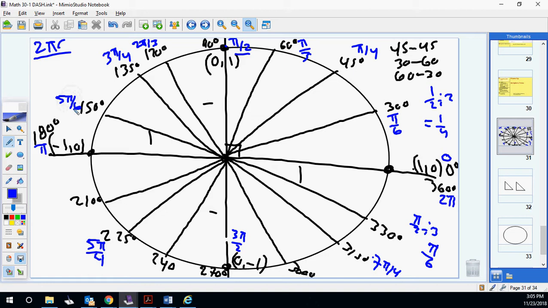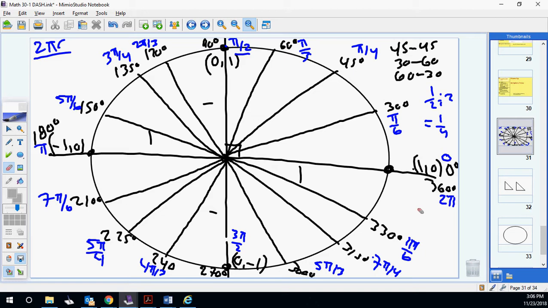6 pi over 6, which is 1 pi, 6 over 6. 7 pi over 6, that doesn't simplify, it stays that way. 8 pi over 6, which simplifies to 4 pi over 3. 9 pi over 6, which is 3 pi over 2. 10 pi over 6, which is 5 pi over 3. We've done that one a couple times in our notes. And then we have 11 pi over 6, which doesn't simplify here. And then 12 pi over 6, which is 2 pi. Okay, I'm going to erase this guy out of the way so we can see all the radians there. So there's all your radian cuts.